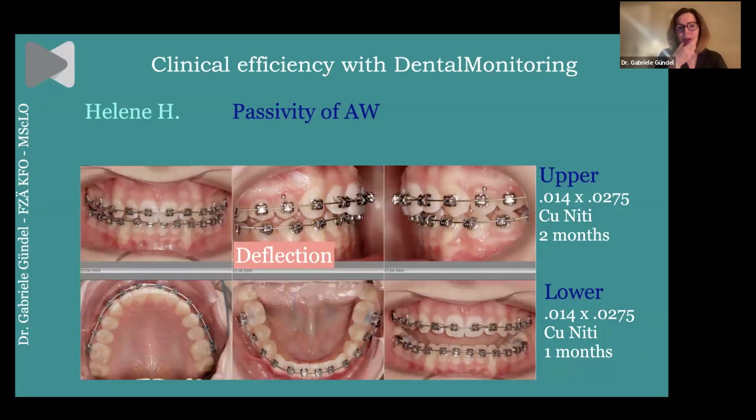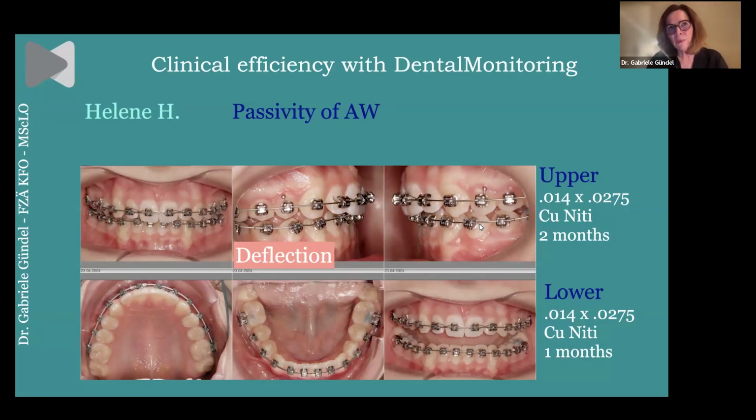Now, another interesting point for me, which I learned with the dental monitoring system, is that the passivity of arch wires may occur at different times. So here, with the patient in the upper, the passivity takes 2 months. In the lower, the passivity of the 14-27-5 arch wire took 1 month, so it was quicker. So whatever you would like to do with this information, do it. It's interesting. It's very helpful.